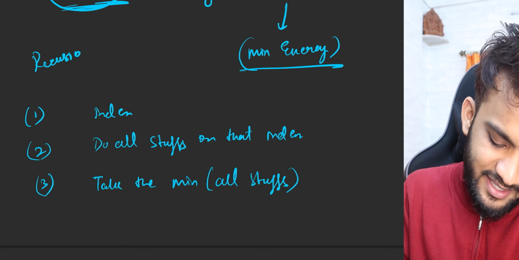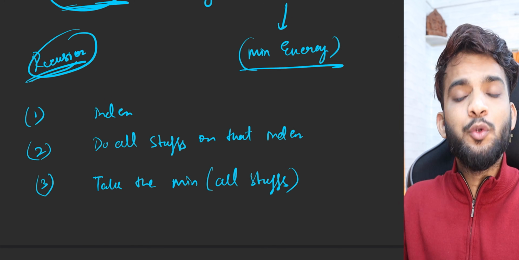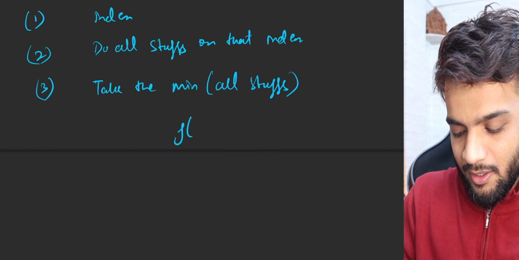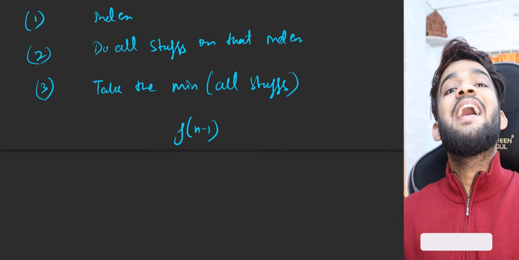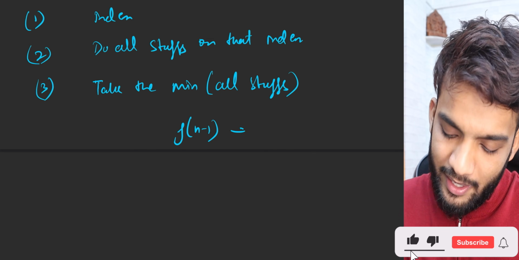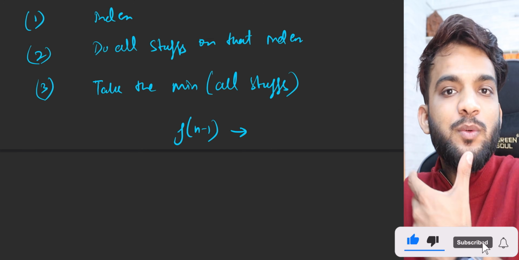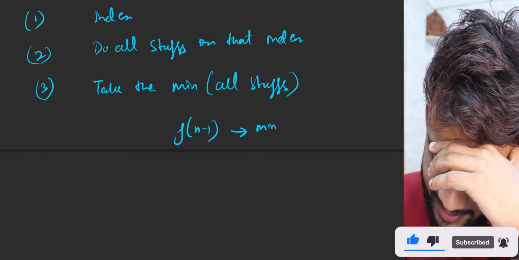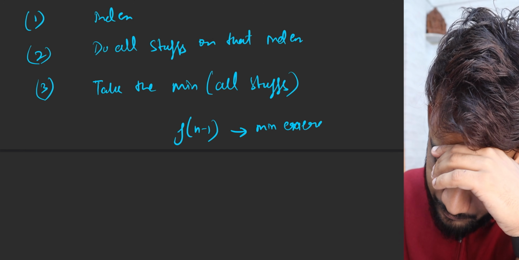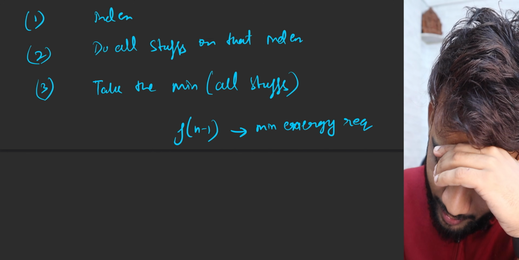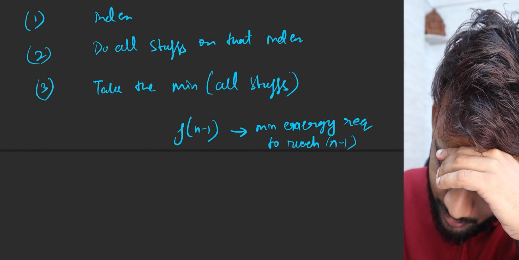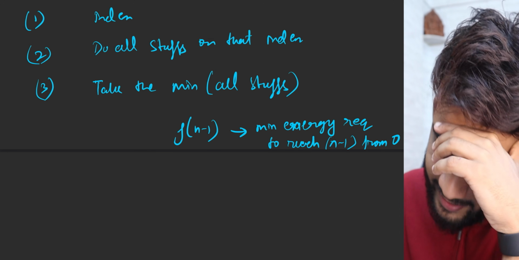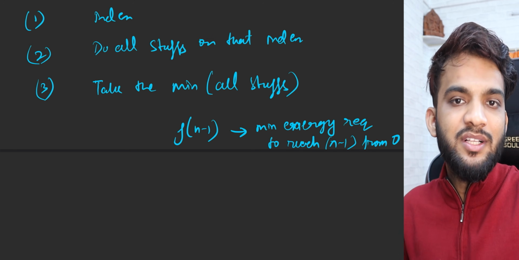Okay. So can I say I'm wanting to reach the index n minus 1. I'm assuming 0 based indexing. So I'm wanting to reach the index n minus 1. So what does f of n minus 1 signify? Minimum energy required to reach n minus 1 from 0 index. That is what the recursion will signify.